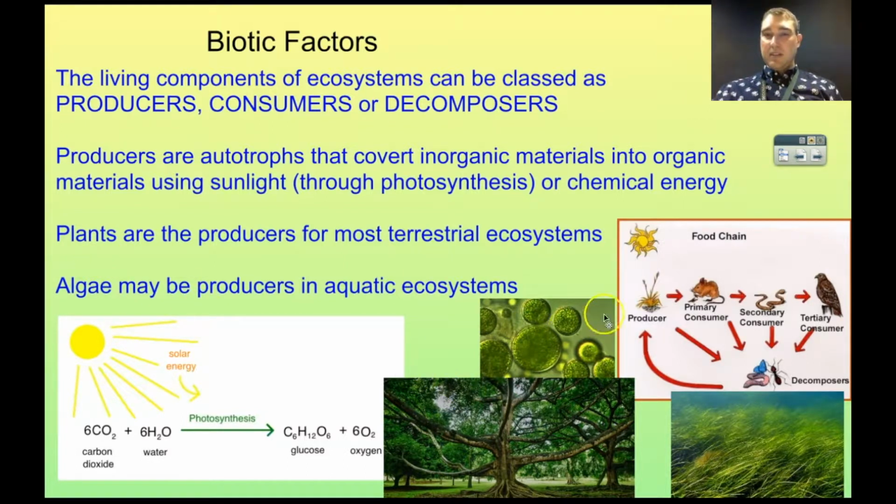So here's some algae down here. These are single cellular algae, but algae can also grow in clumps together. Like here we have seagrass, and now here we have a large tree. We're going to talk about food chains briefly.